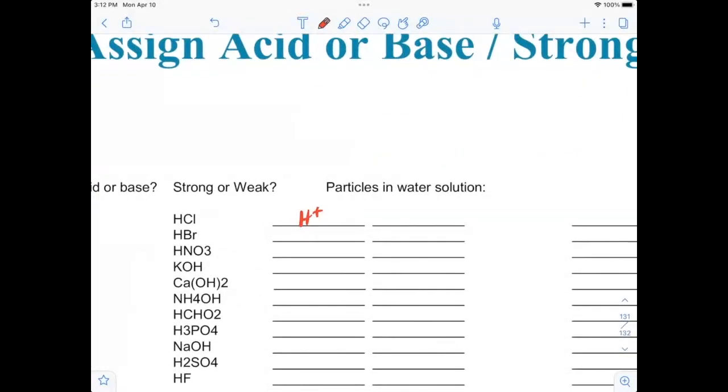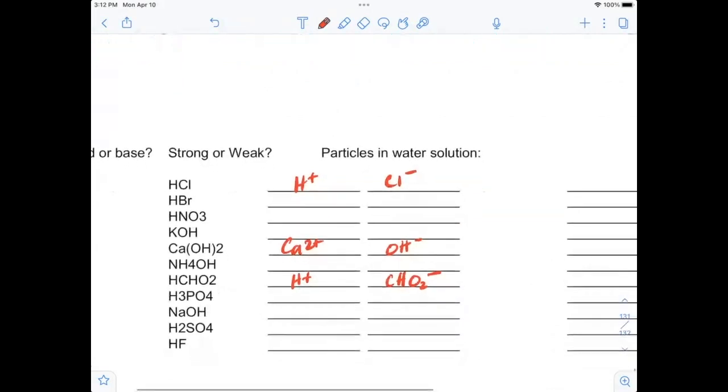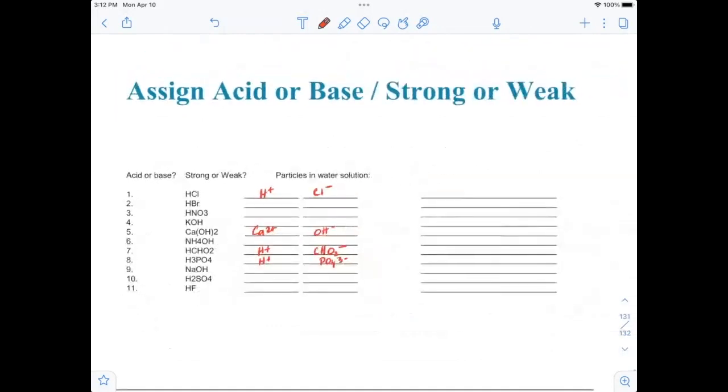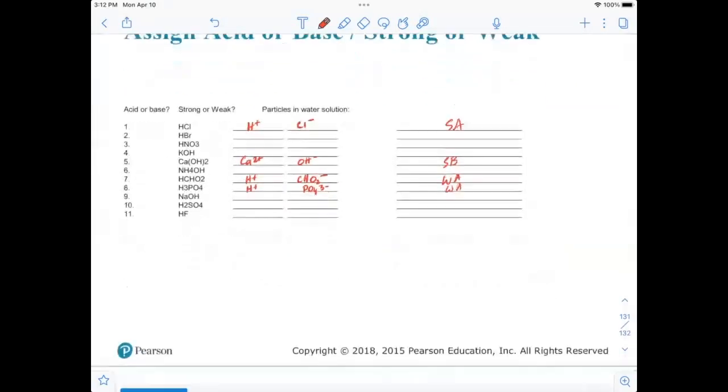Of course, this would be H+ Cl−, Ca2+ OH−, H+ CHO2−, H+ PO4 3−: strong acid, strong base, weak acid, weak acid. So you go through all of this and essentially review your notes and you can answer that part.